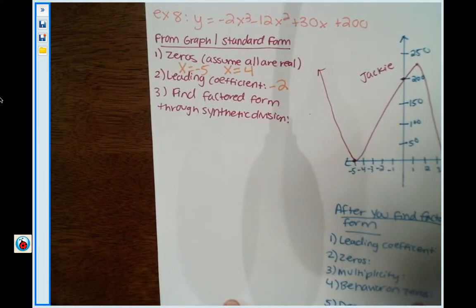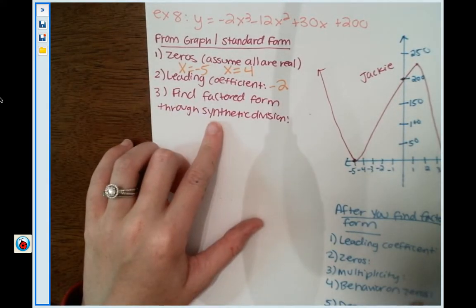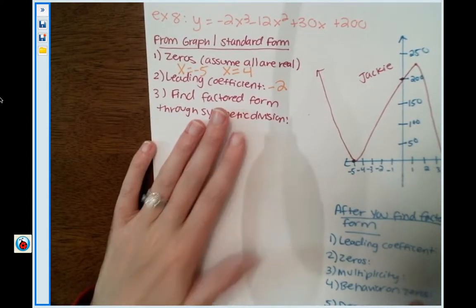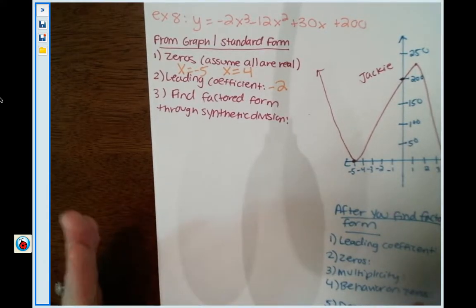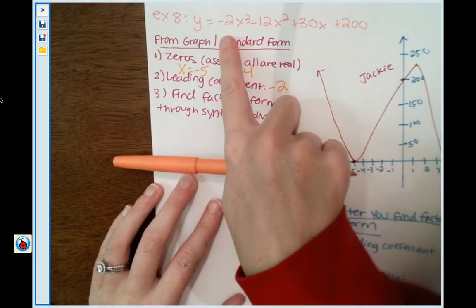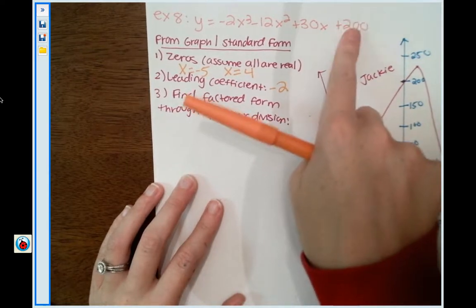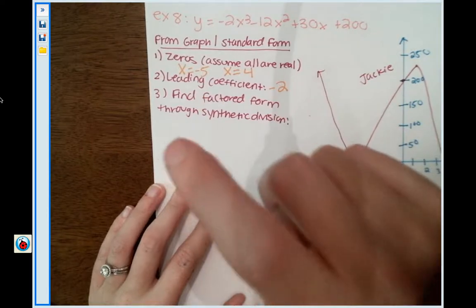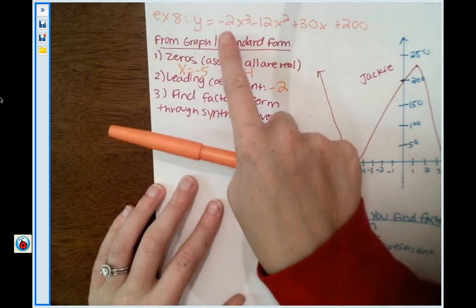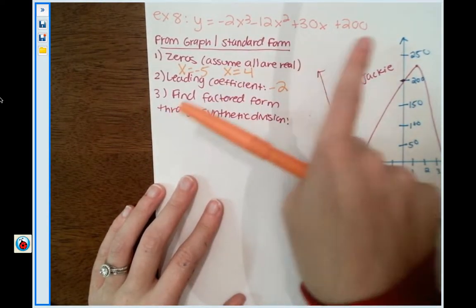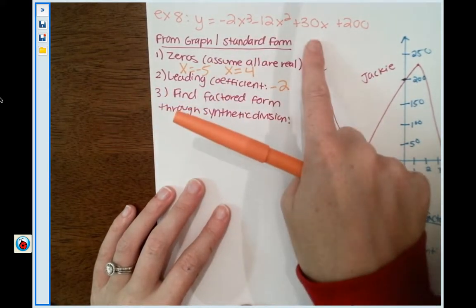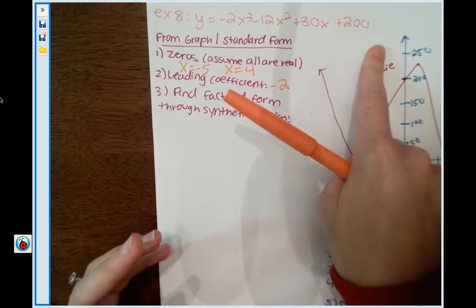Alrighty, before we start doing synthetic division, we must always factor out the GCF first. If there is a GCF, we must factor it out. Looking here, I'm going to look at the variables first. I do not have an x in each term, which means I cannot factor out an x, but I do see a 2, a 12, a 30, and a 200. The thing that goes into 2, 12, 30, and 200 is 2.